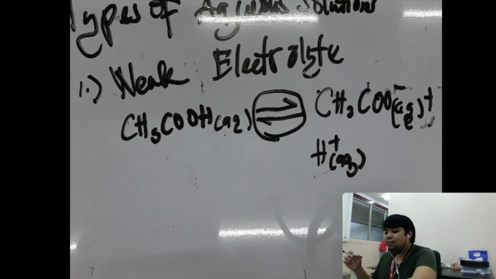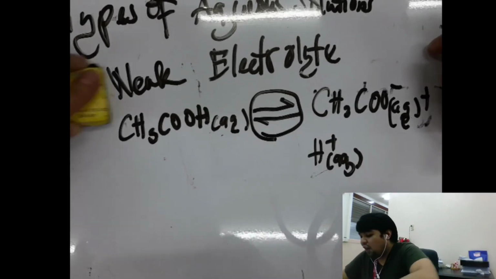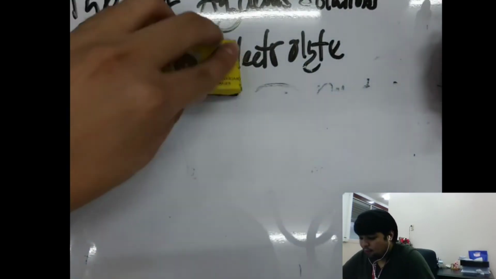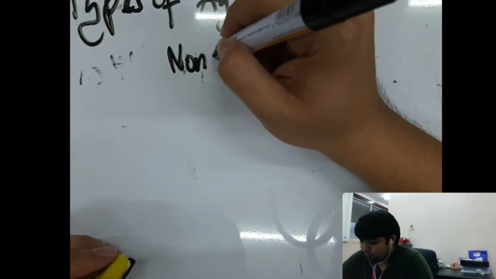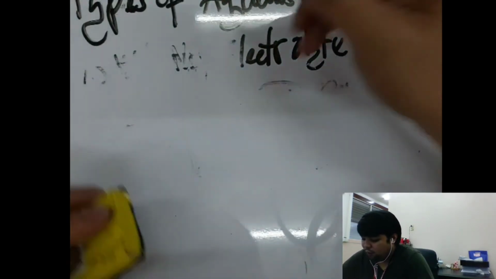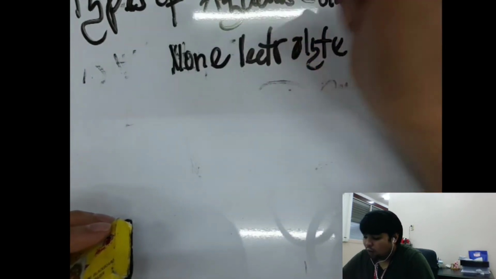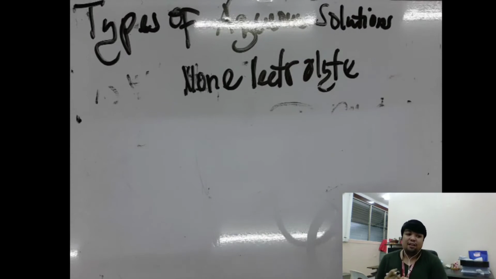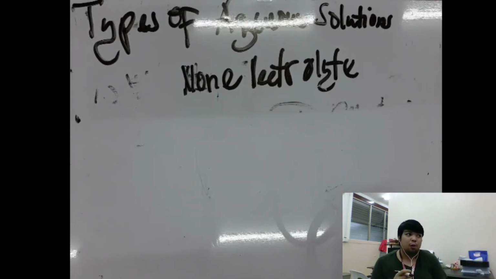Okay. Next, we will go to the non-electrolytes, or non-electrolyte solution. So non-electrolyte solutions, well, they just float there. They do not dissociate or anything. They just exert intermolecular forces of attraction with water. So, for example, most of your organic compounds that are soluble in water are non-electrolytes.